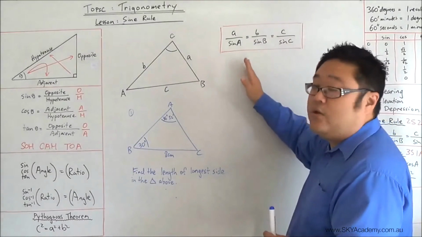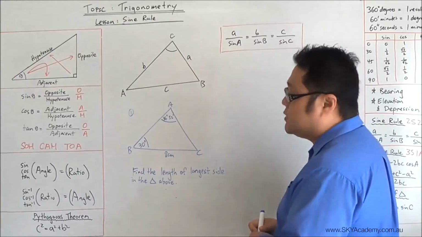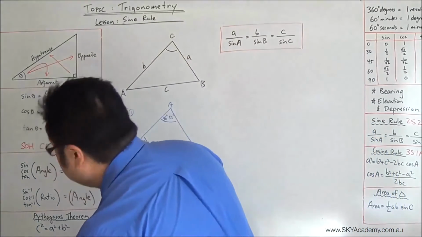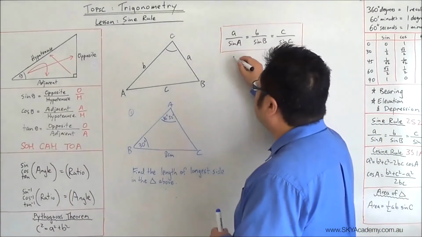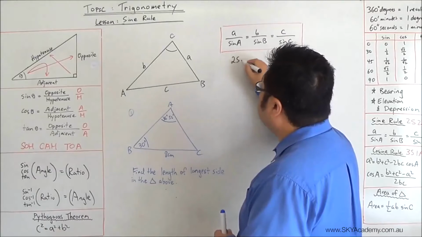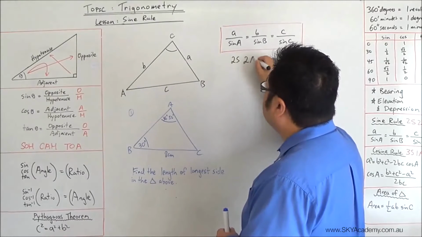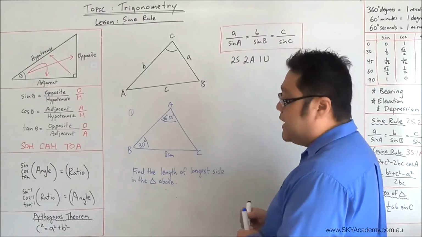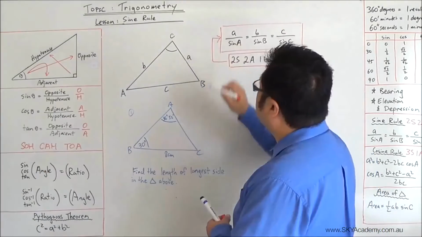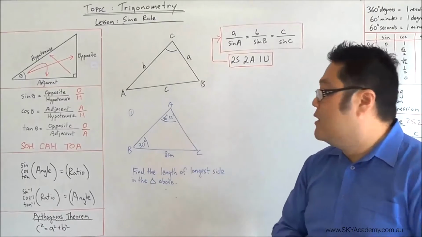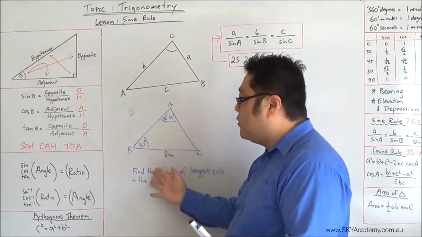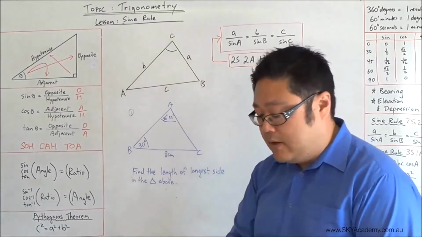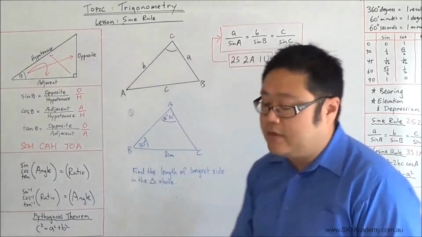Now, when do we use the sine rule? We use the sine rule when we have two sides and two angles, one of which is unknown. So that is when we use the sine rule. Got that? Let's have a look at a specific example and then work it out.